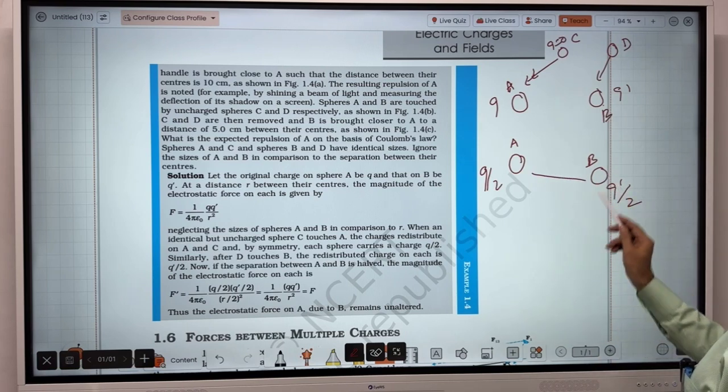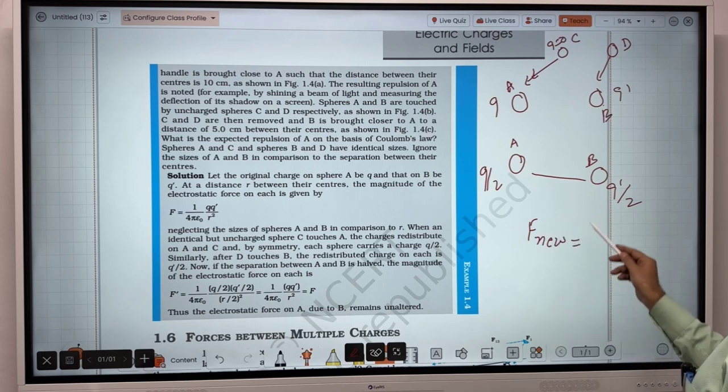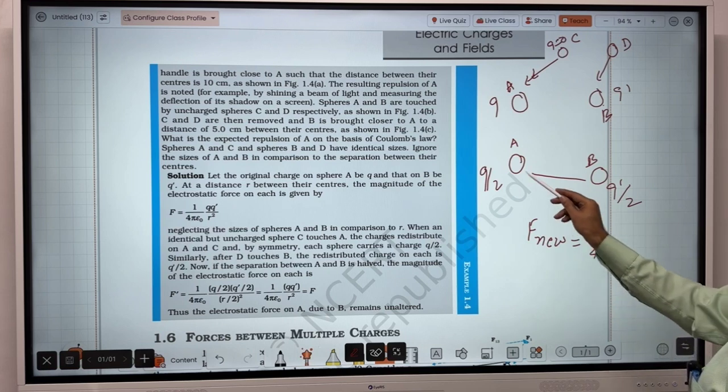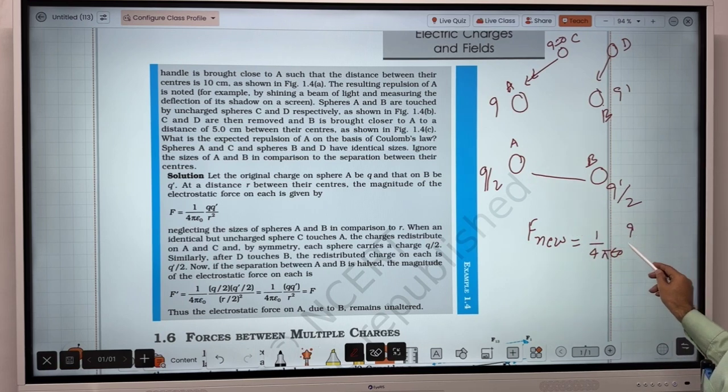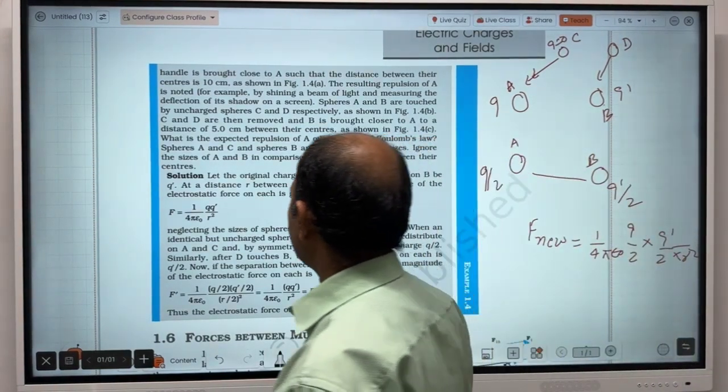And now if we find the force, suppose we say it F new, then it will be equal to 1 upon 4 pi epsilon naught, and then Q by 2 into Q dash by 2 divided by R square. So this is the case that they have discussed.